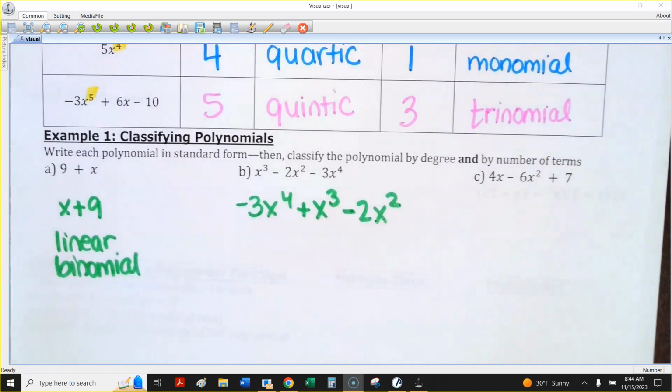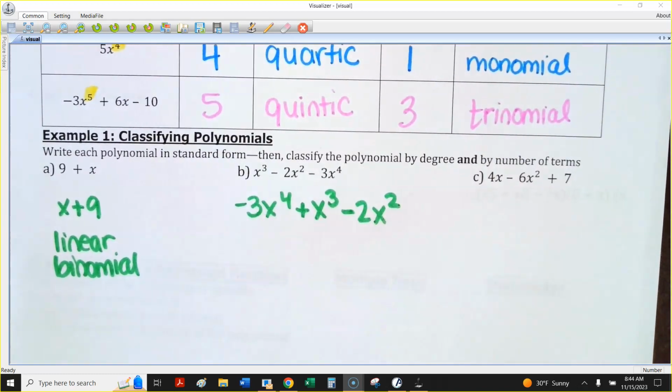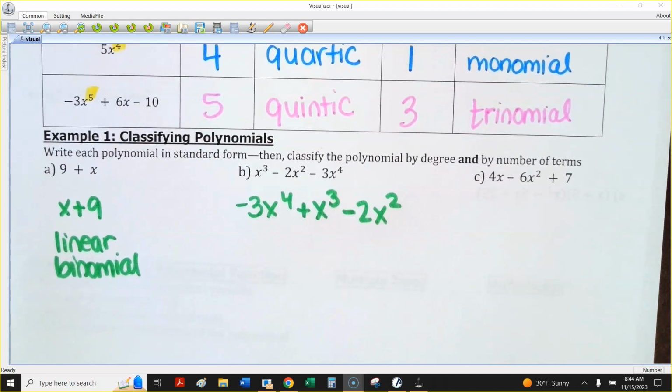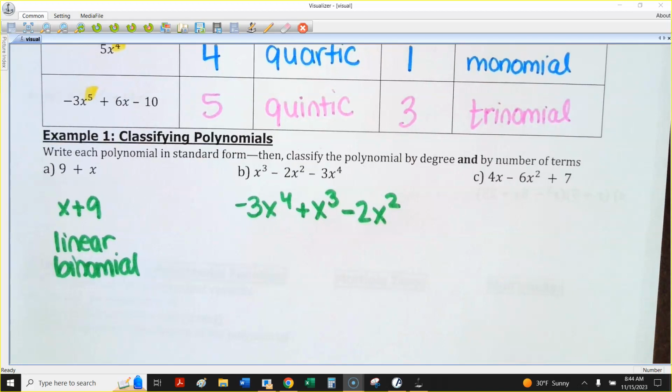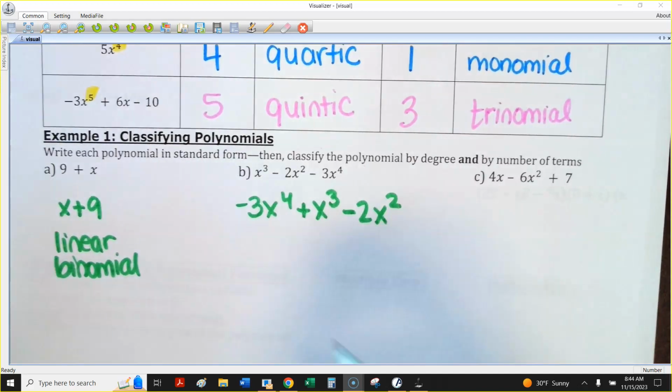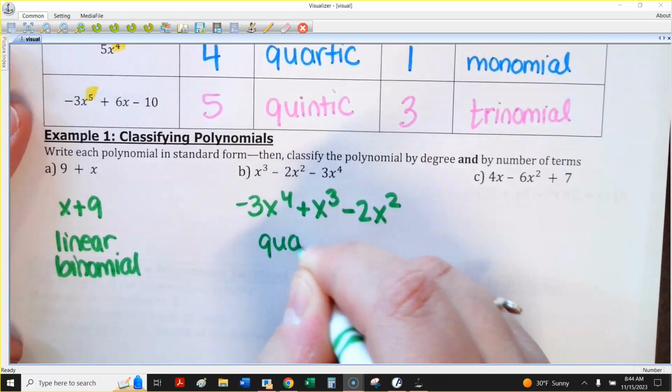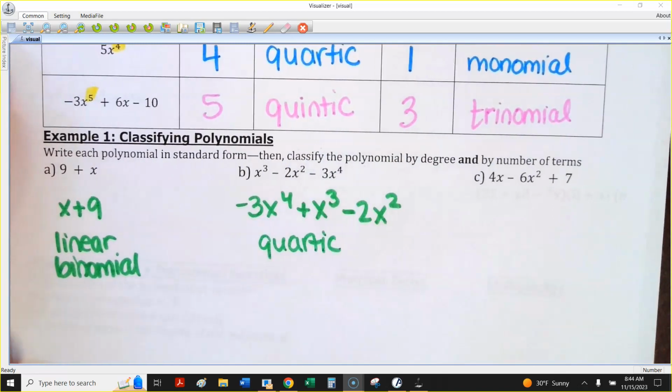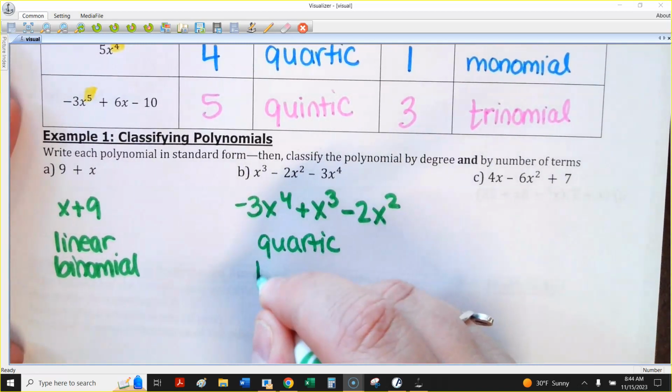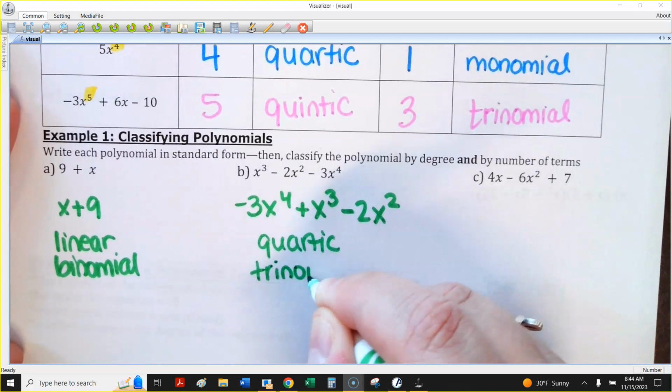So just the powers go in order. Again, we're basing it on the exponents, not the number in front. All right, so highest power of x, that term goes first, and then they go down in order. Now, let's see, we got a fourth power, so this guy's quartic. And then it looks like we got three separate terms, so this would be a quartic trinomial for the name.